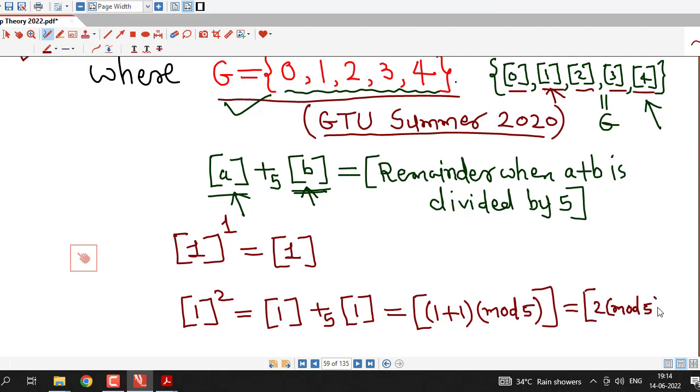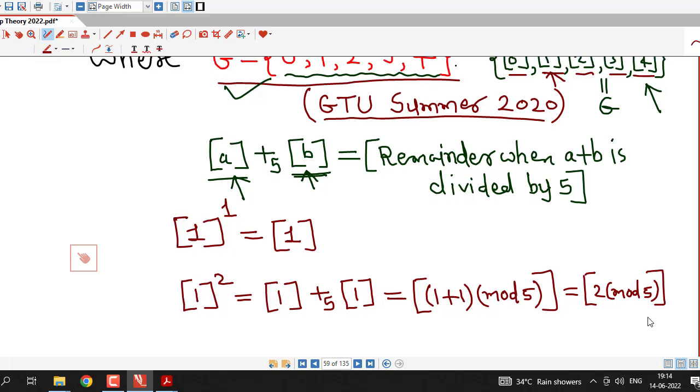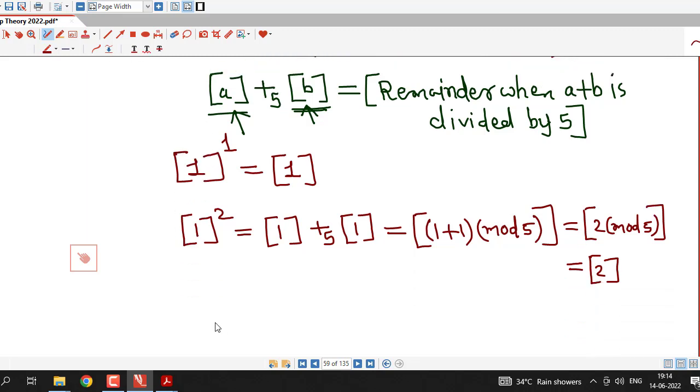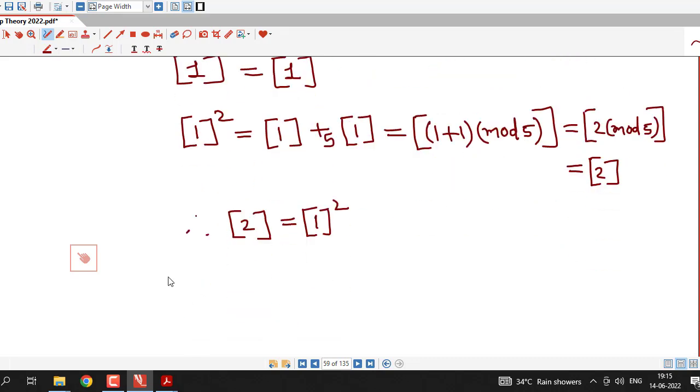So we have to decide what is the remainder when 2 is divided by 5, and we know that 2 is less than 5, so 2 will be the remainder. Therefore we observe that 2 can be represented as the second power of equivalence class 1. Similarly, we can check for higher powers, and see whether we can obtain every other element as a power of 1 or not.